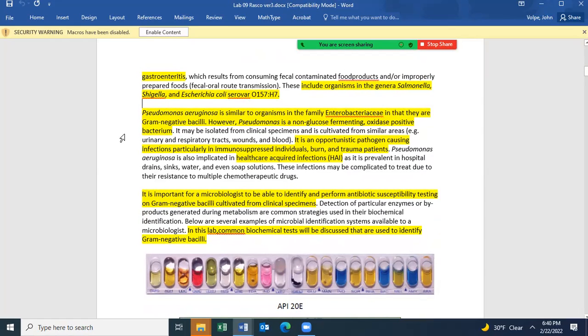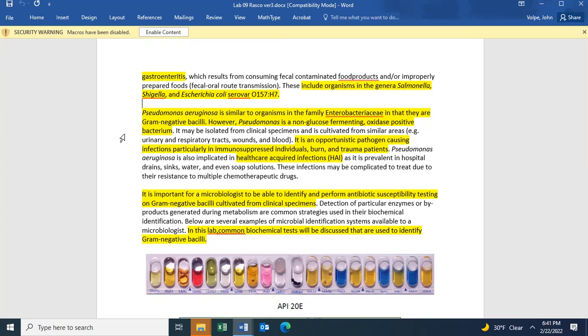Pseudomonas aeruginosa is similar to the family Enterobacteriaceae in that it is a gram-negative bacilli. However, this is a different family, the Pseudomonas family, and all the members of this family do not ferment the sugar glucose. They're all oxidase positive bacteria. Pseudomonas aeruginosa causes opportunistic diseases, so it's an opportunistic pathogen.